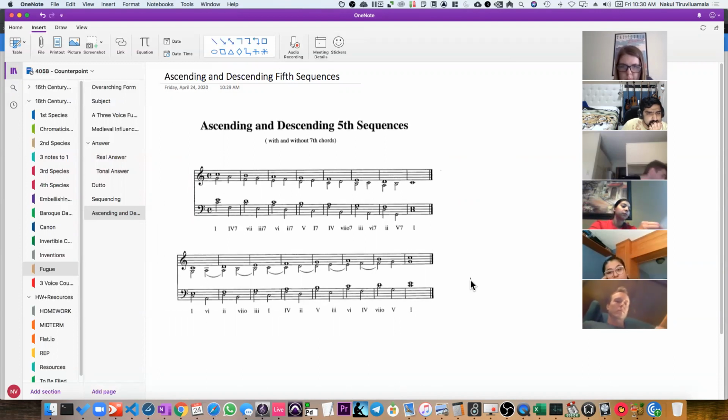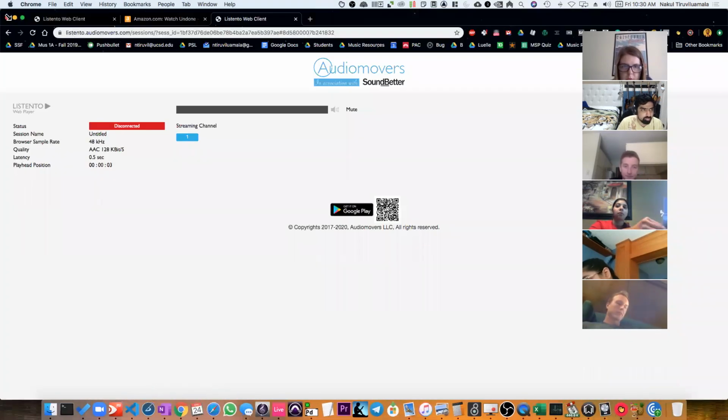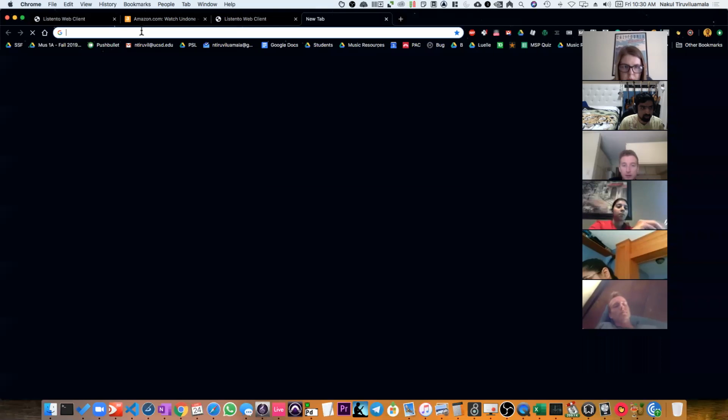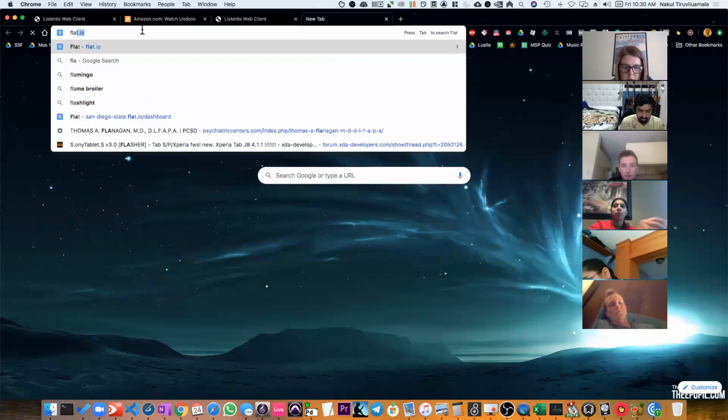So let's see. You could use this. You could use the idea of sequencing to get you from one key area to the next, and then you could use some chromatic notes to somehow fudge yourself all the way to the final key area. So let me actually open up your flat.io and see if you guys are doing anything interesting. Let's see.